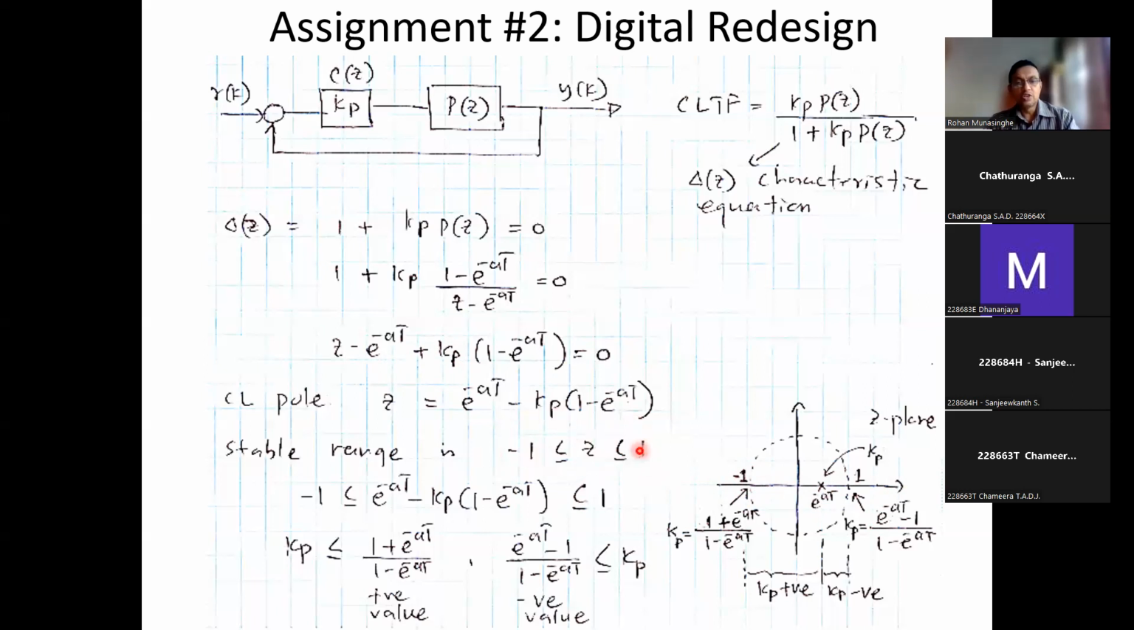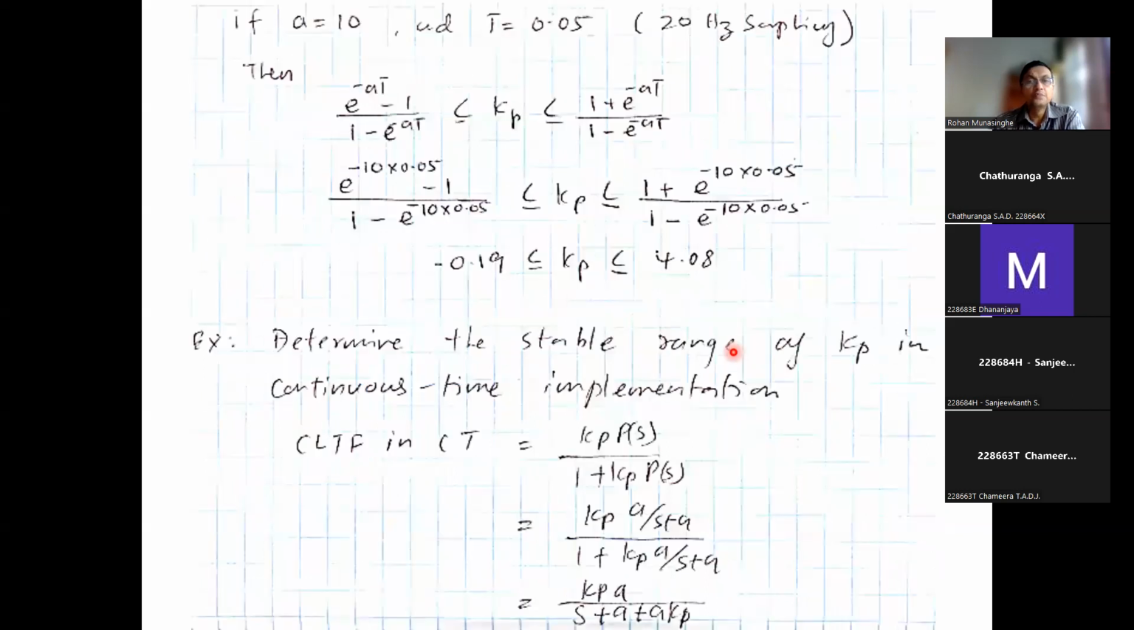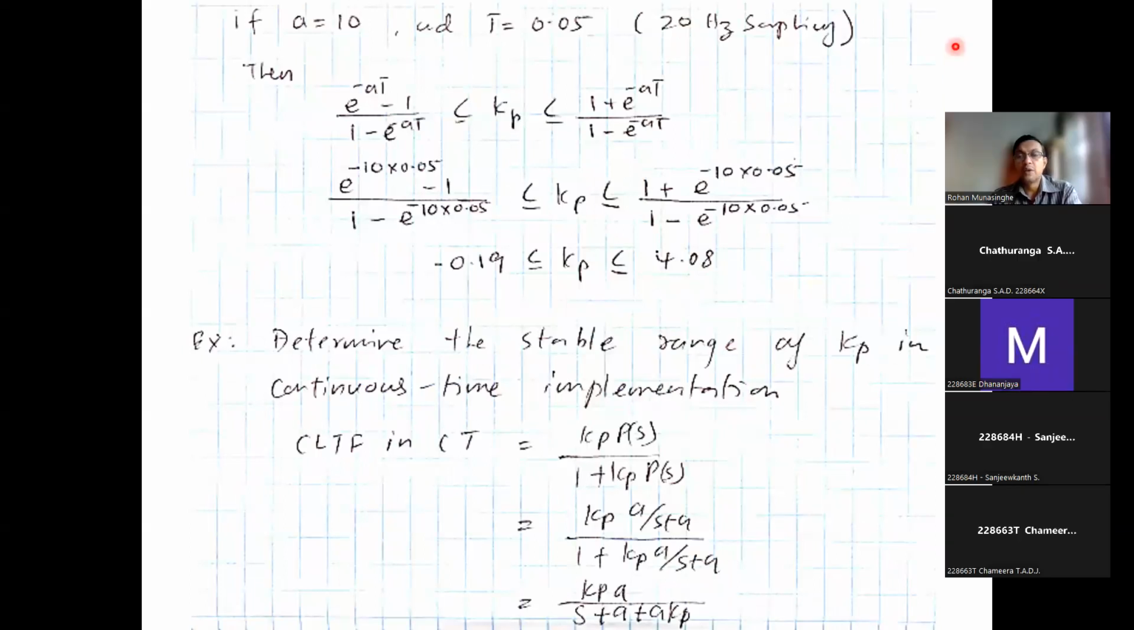So you have two constraints, on the left side and the right side, and this is your pole. You work it out this way: on the left hand side, KP should be less than this value, and on the right hand side, KP has to be greater than this value. This is a negative value, this is a positive value. So we have two conditions now for the closed loop plant to be stable.